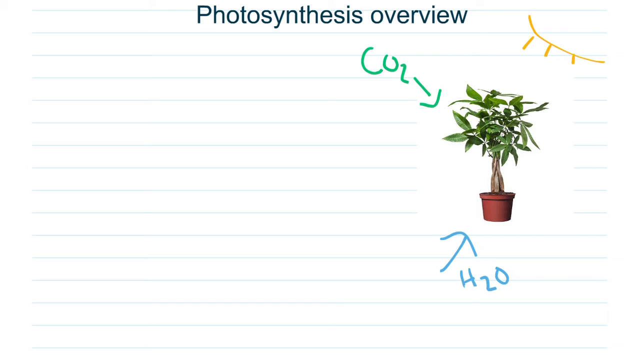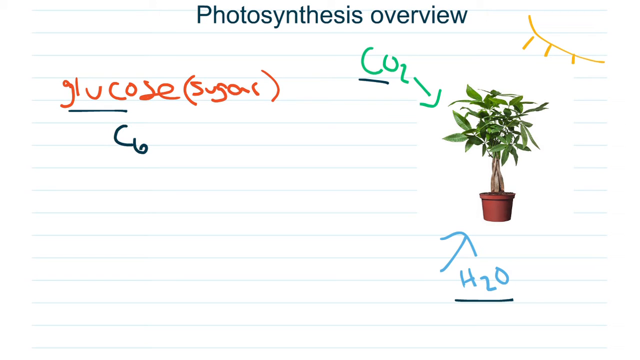Now what photosynthesis creates is something really cool. Plants can do what animal cells cannot. They can make their own food, and that food is glucose. Now, glucose is just the fancy word for sugar. And just like carbon dioxide and water have chemical formulas, we can write glucose as C6, meaning there's 6 carbon atoms, H12, 12 hydrogen atoms, and 6 oxygen atoms.